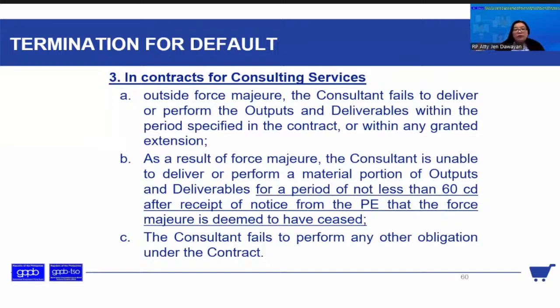And if it is a result of force majeure, it should be the same. For example, as in goods also, he is unable to perform the material portion of the outputs. He should give notice to the procuring entity upon the cessation of the force majeure. And if he is unable to deliver for a period of not less than 60 calendar days, then it can be terminated also. And then the consultant fails to perform any of the obligations under the contract.